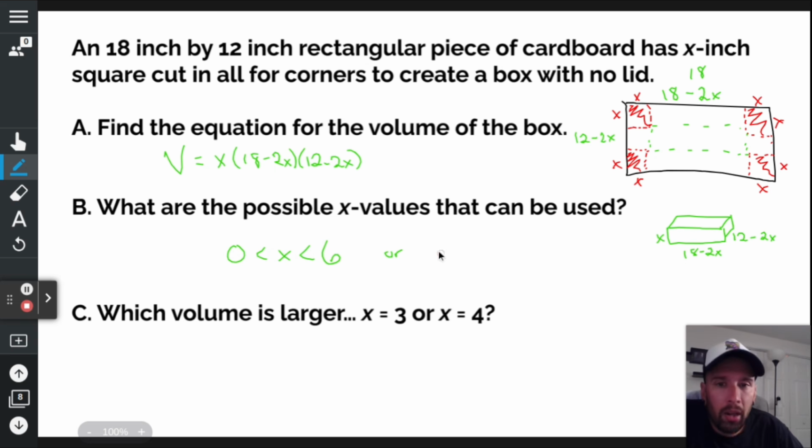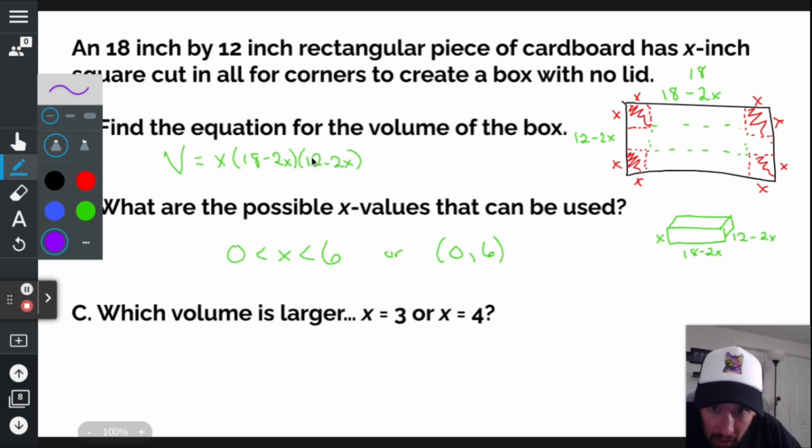I could also write that in interval notation, where I need to make sure that I don't use the closed brackets. Now, the question here is, if I make a box where I cut out 4-inch squares or I cut out 3-inch squares, which one of these is going to be the bigger volume? Well, let's test these out using this guy up here because it is friendly enough.